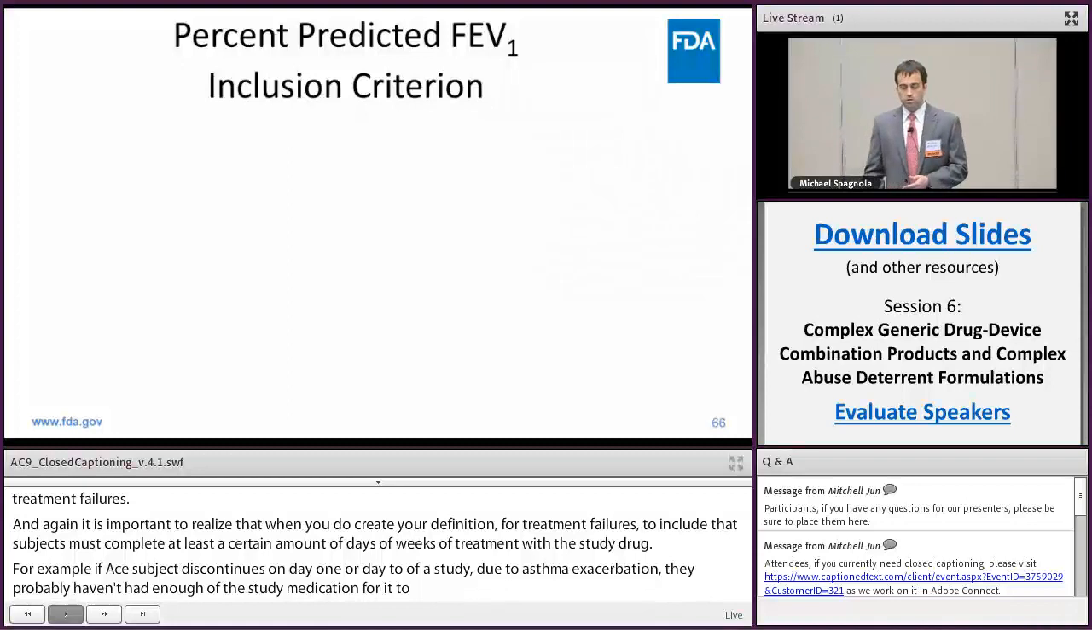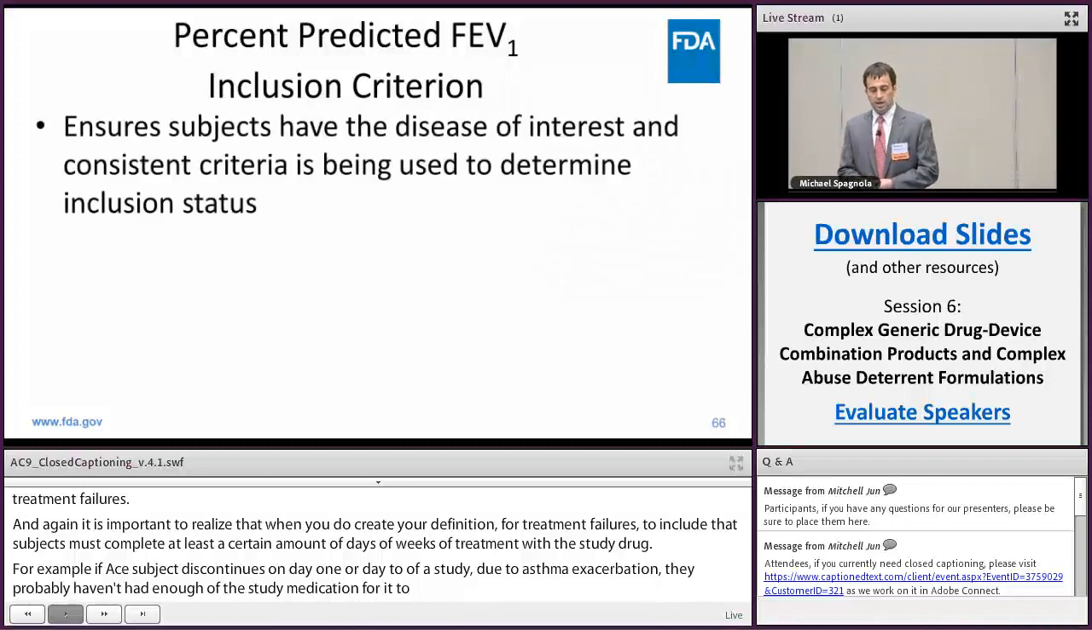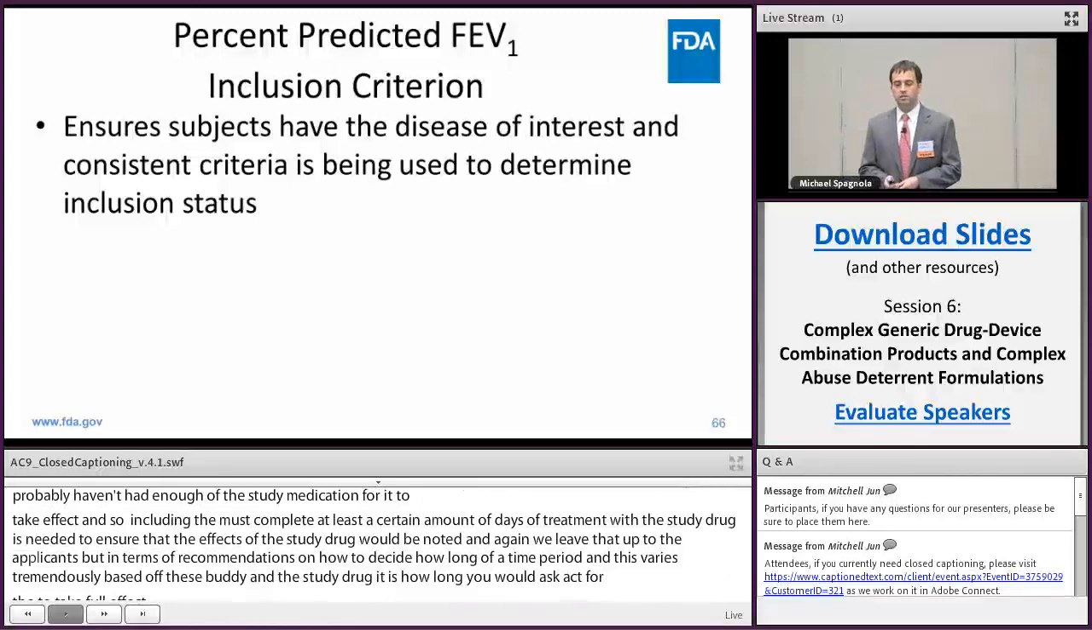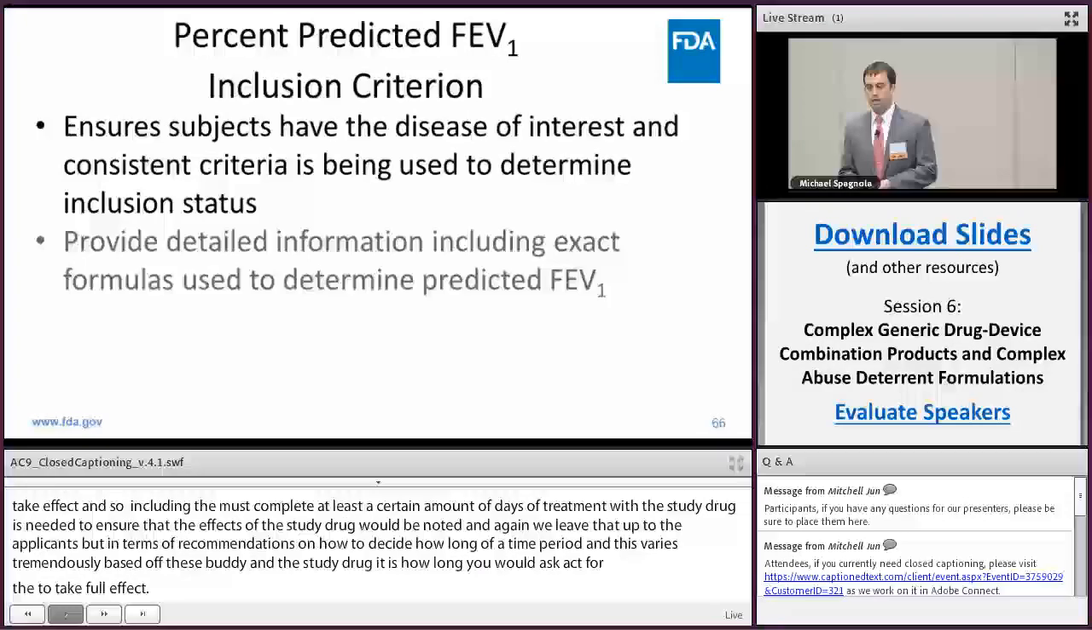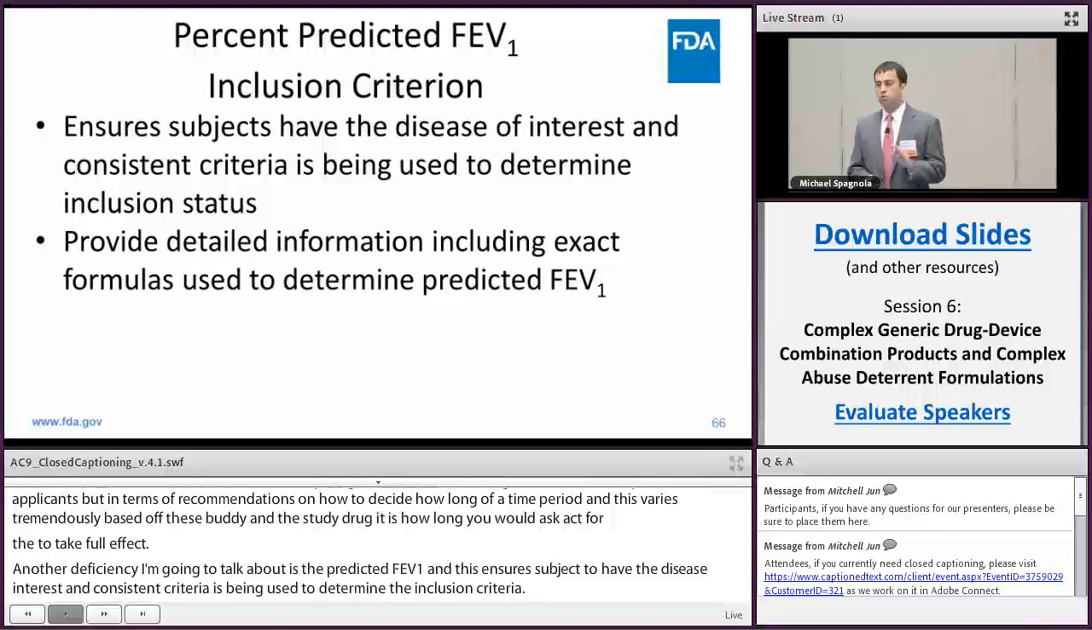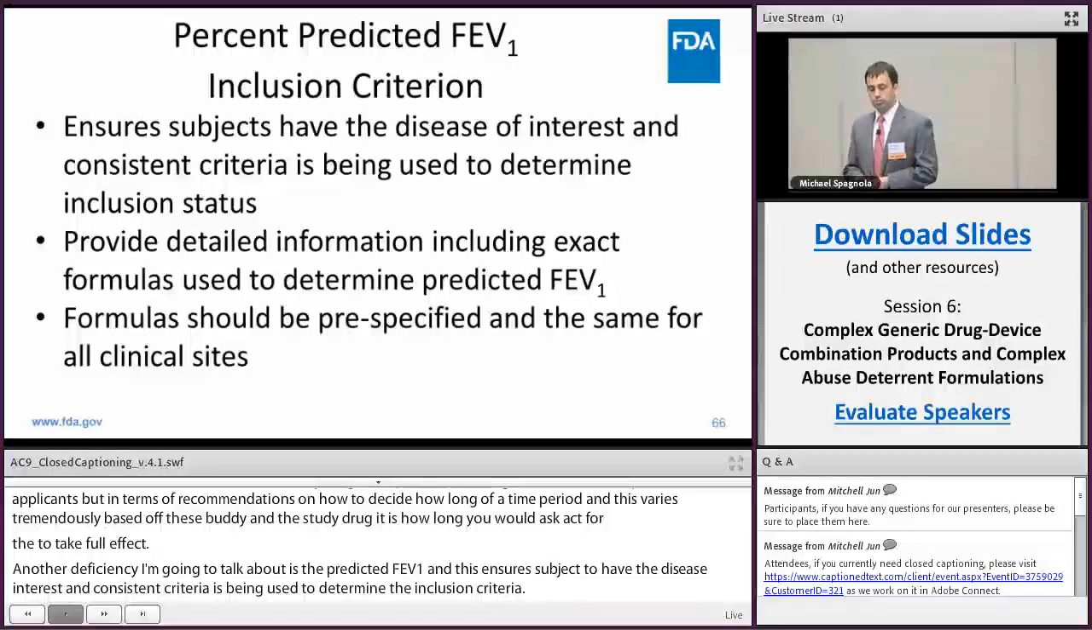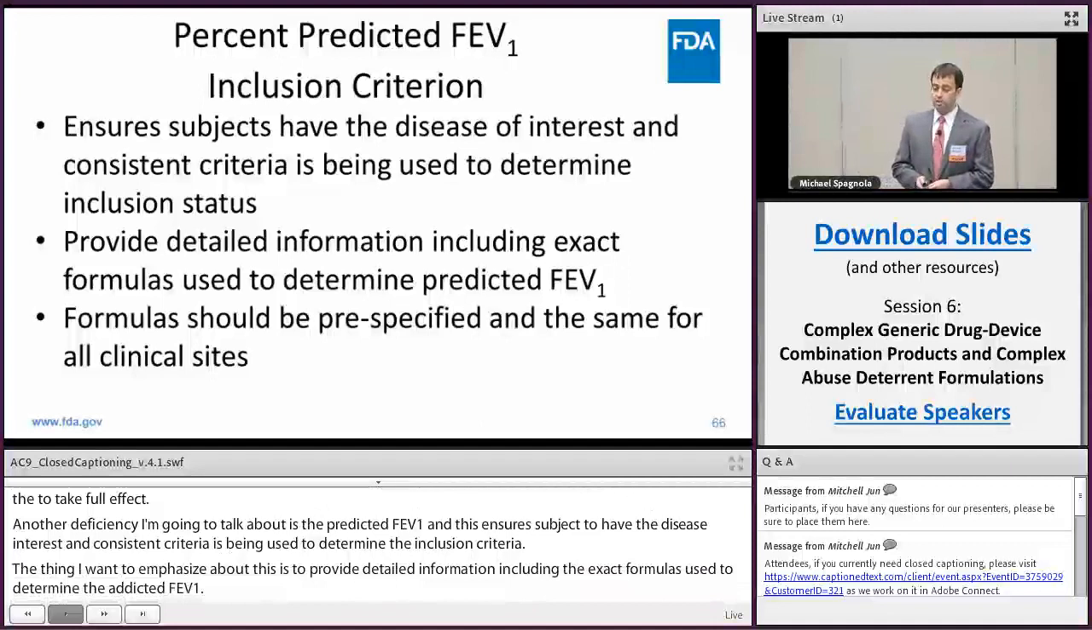So another deficiency I'm going to talk about is the percent predicted FEV1. And this ensures subjects have the disease of interest and consistent criteria is being used to determine the inclusion criteria. The thing that I want to emphasize about this is to provide detailed information, including the exact formulas used to determine the predicted FEV1. So these formulas should be pre-specified and the same for all clinical sites, and they should be included, again, in the study protocol.